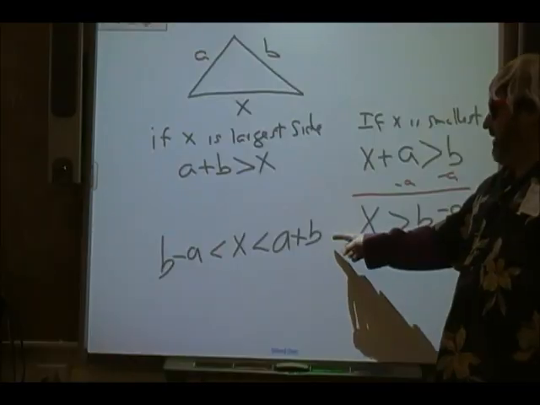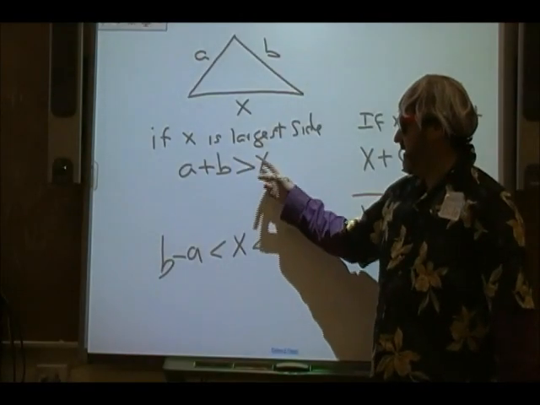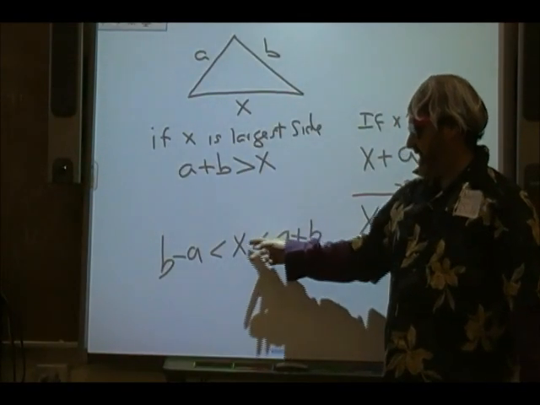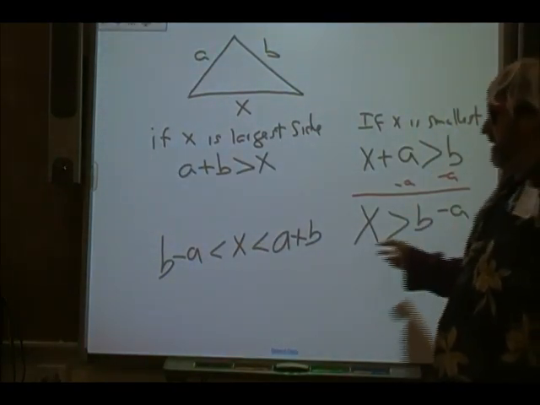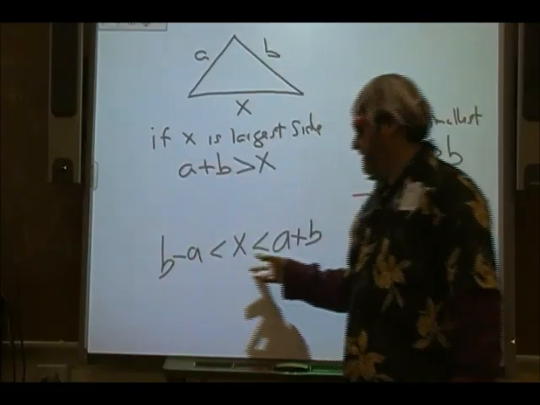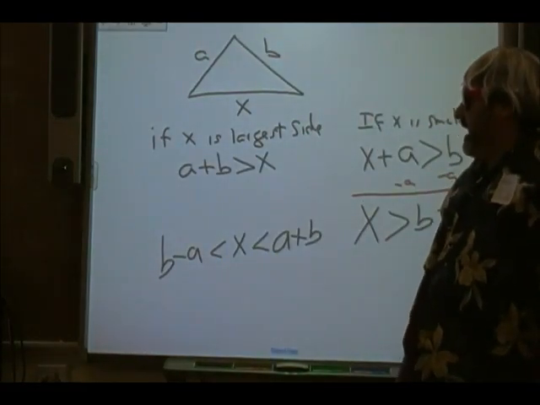See what I've done here? See how the arrow is pointing to the X? With the A plus B, the arrow points to the X. You see how the arrow is pointing to the B minus A? It's pointing to the B minus A. So what does that mean?